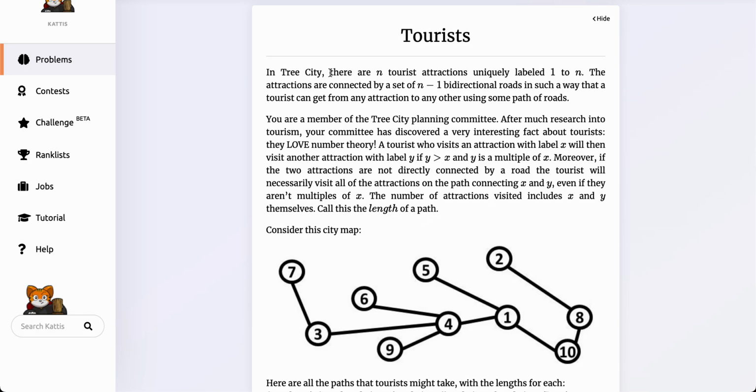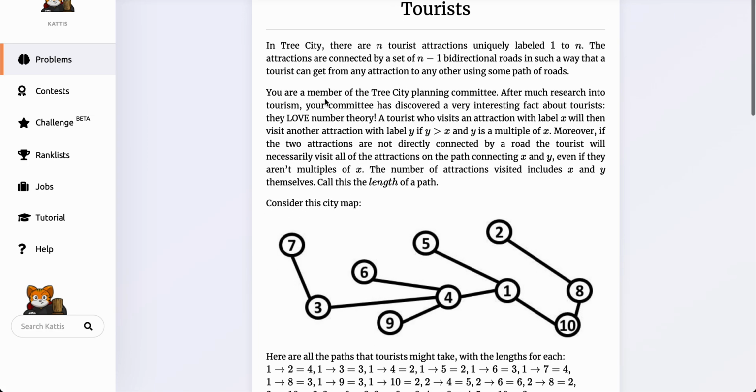In a tree city, there are n tourist attractions uniquely labeled 1 to n. The attractions are connected by a set of n minus 1 bidirectional roads in such a way that the tourist can get from any attraction to any other using some path of the roads. Okay, so that means it is a tree.